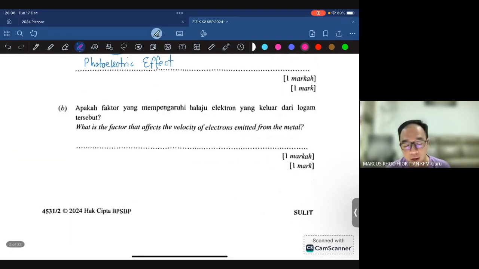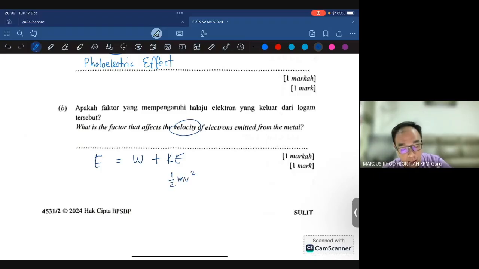Okay, what is the factor that affects the velocity of electrons emitted from the metal? This one we have to go back to Einstein's photoelectric theory. Einstein's photoelectric theory tells us that the photon energy equals the work function plus the kinetic energy. Since we're talking about velocity, of course we're talking about the kinetic energy lah. So apa yang mempengaruhi the velocity of the electrons? One possible answer is the photon energy or the light energy lah. Either one also can.